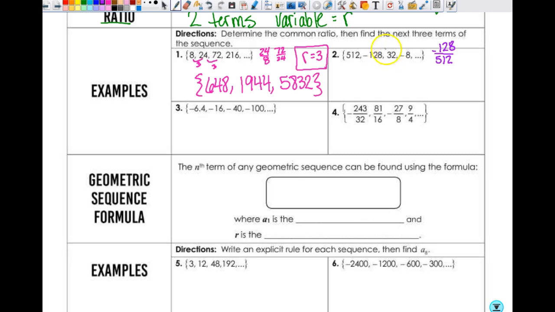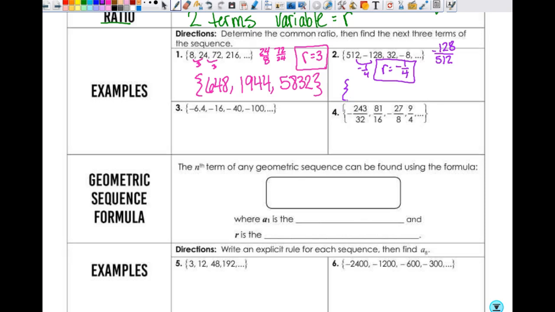And then what about when you do 32 over 128? Is this the same thing? Yes. Okay, but it's not 1/4. What is it? It's negative. Good. You got to have that negative. So this is going to be a negative 1/4. So R is equal to negative 1/4. That's the first part of the question.